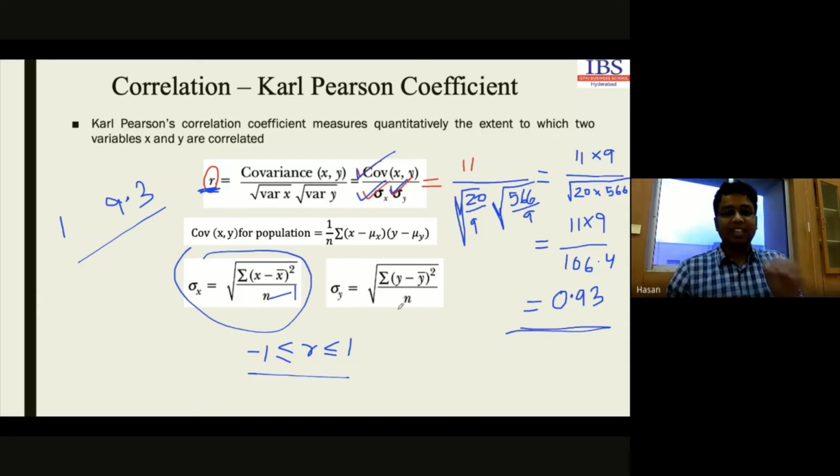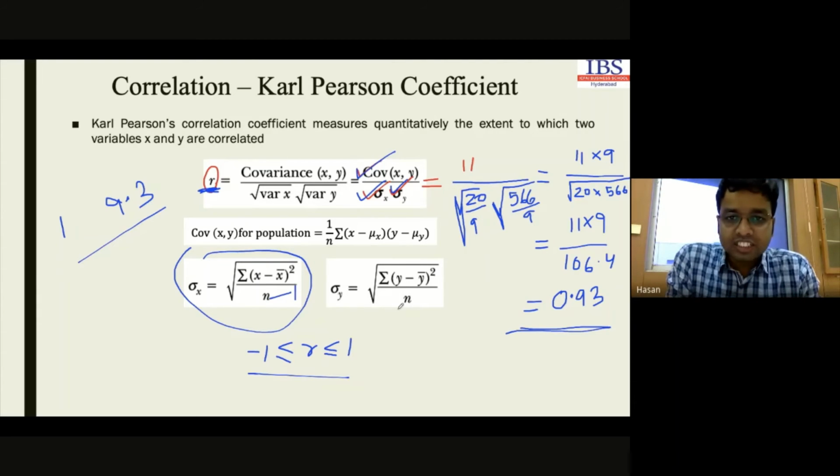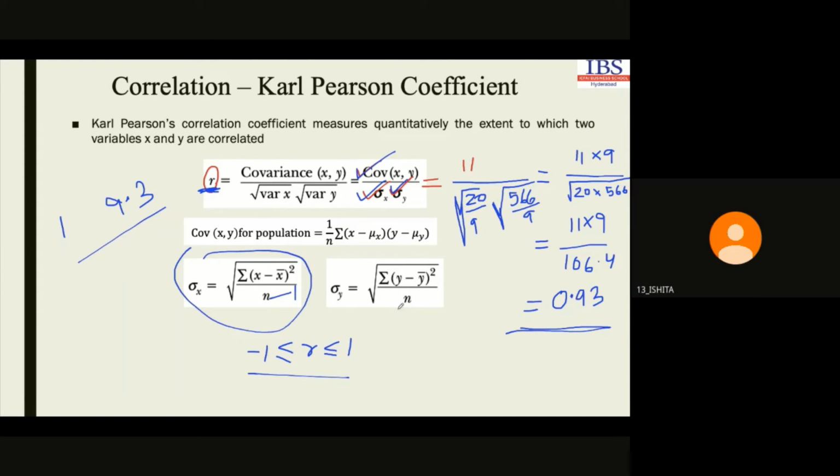So now tell me if there is any difficulty in calculating the Karl Pearson correlation coefficient. No, sir. No difficulty? No one? Any confusion?